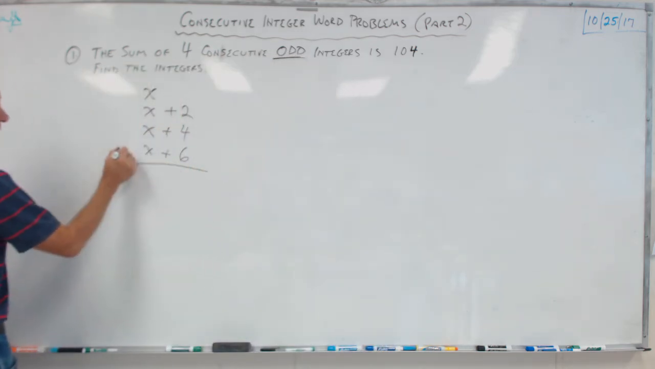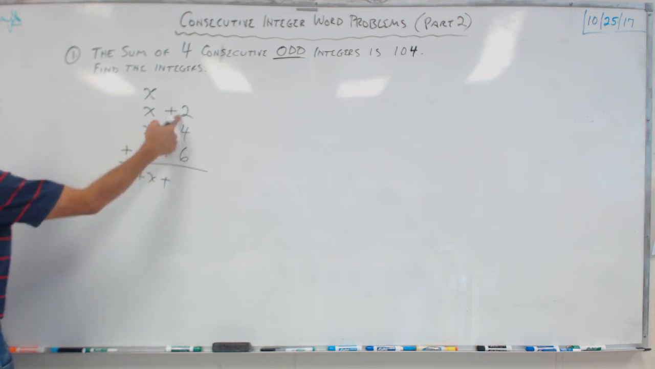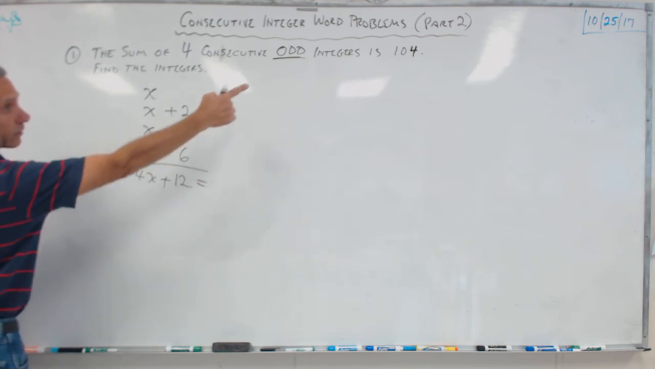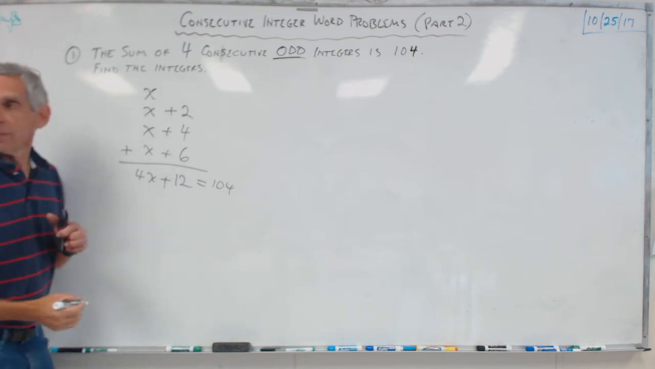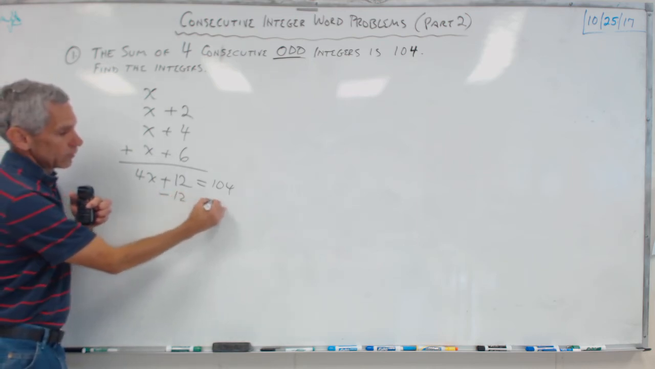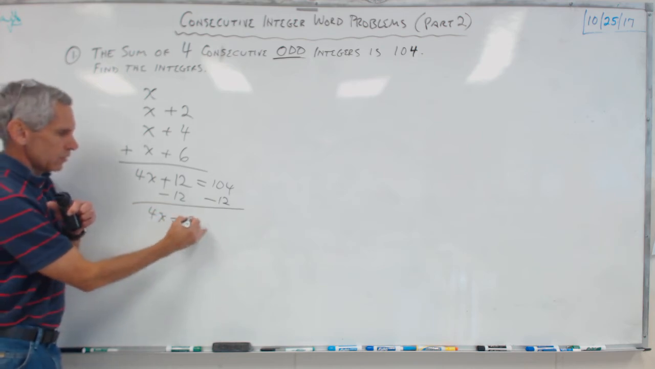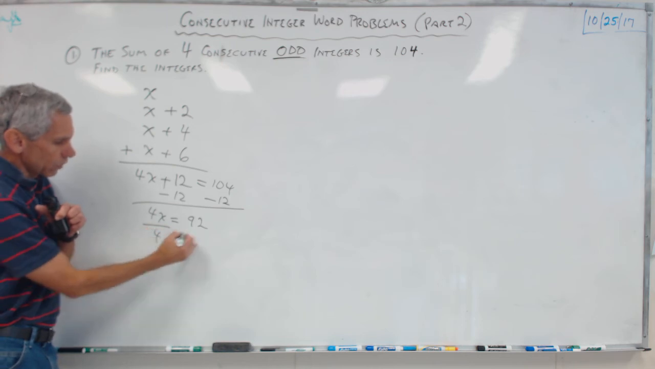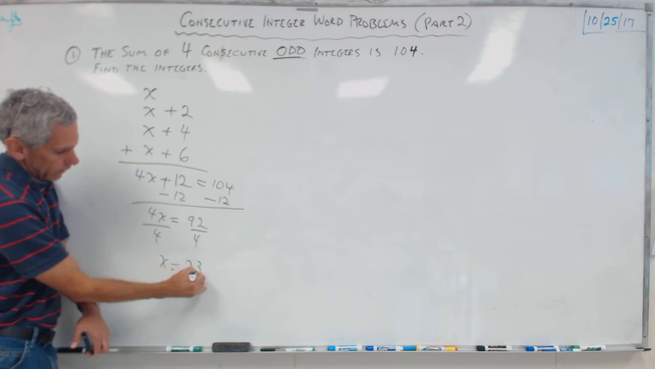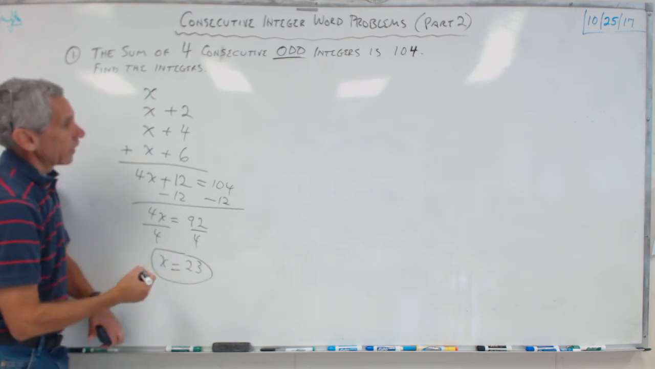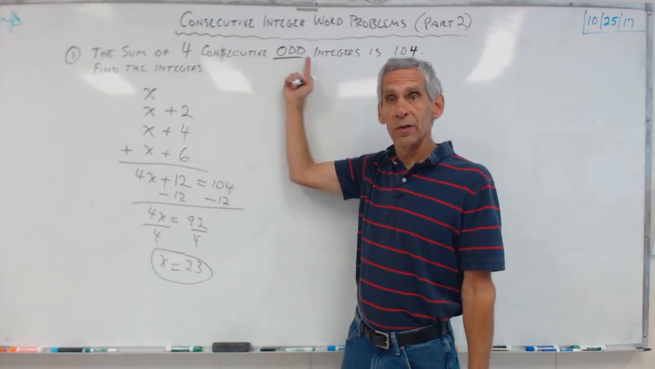All right, let's do it. Let's add it. So I have 4 x's plus 6 plus 4 is 10 plus 2 is 12. And that says the sum is 104, right? So what do I do? I subtract 12. I've got 4x is equal to 92. Divide by 4. x is equal to 23. Okay? So then I come back up here, and I know my first one is odd. That makes sense. So I know I'm doing it right, right?